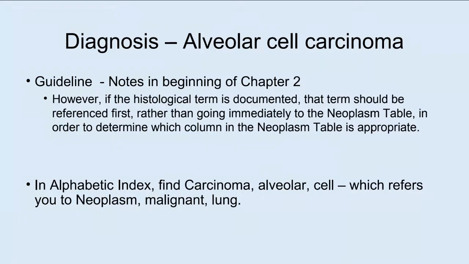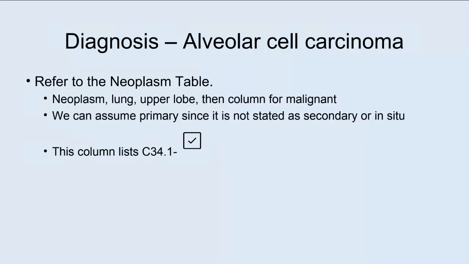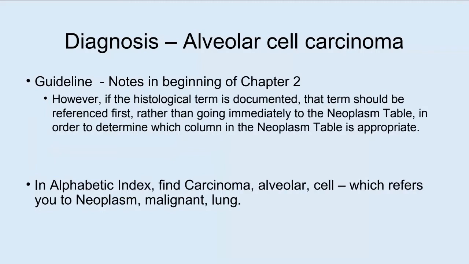So in the alphabetic index, not in the neoplasm table, but in the alphabetic index, find carcinoma alveolar cell, which refers you to neoplasm malignant lung. Remember, the alveoli are the air pockets in the lining of the lung. So what this is saying is, when it says, see neoplasm, malignant lung, it doesn't say it directly, but it should, it's saying go to the neoplasm table. So it's referring you to the table.